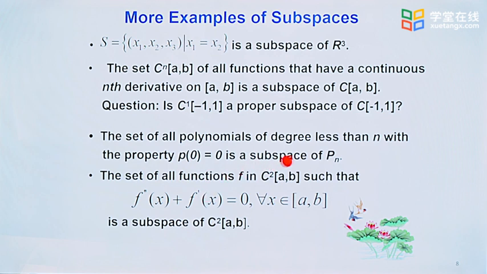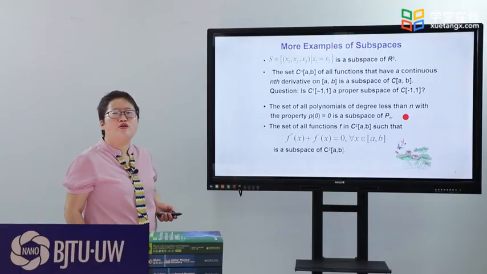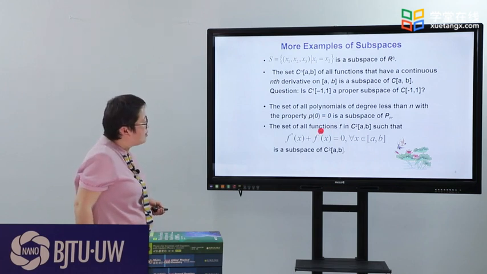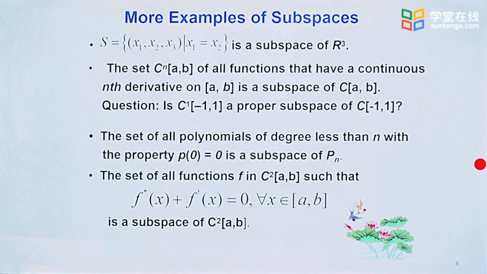And another example is that the set of all polynomials of degree less than n with the property p(0) equal to 0. This is a subspace of P_n. So for this function space, vector space, you can also show that this subset is a subspace. In its own right, it is a vector space. And you can also show that the set of functions in C^2[a,b] such that the second order derivative plus the first order derivative of f with respect to x equals 0 for any x belonging to the closed interval a to b is a subspace.